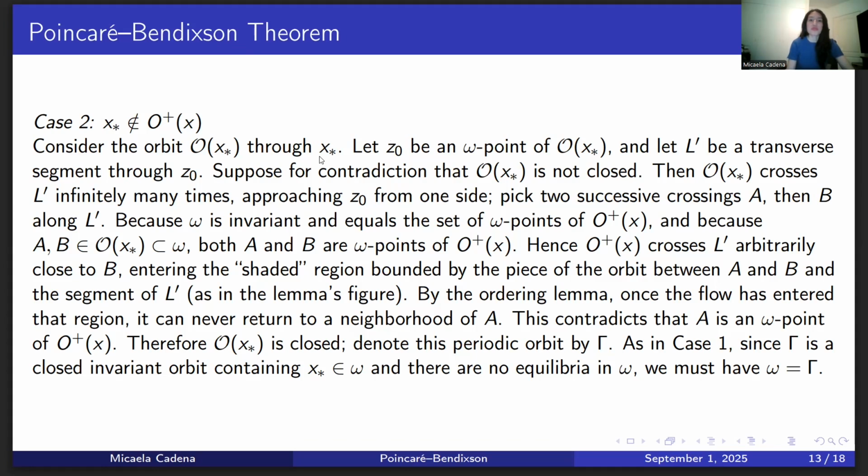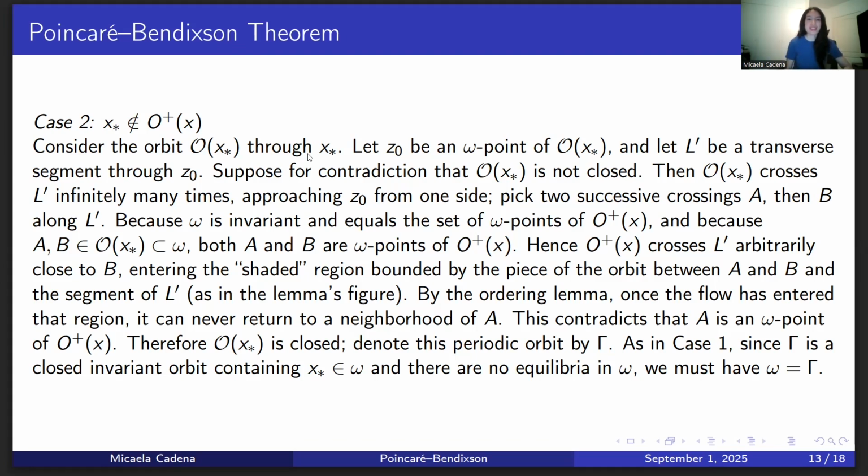So we will suppose for contradiction that the full orbit through X star is not closed. Then by the lemma we saw, that implies that the full orbit through X star crosses L prime infinitely many times, approaching Z0 from one side. So now we will pick two successive crossings, A and then B, along L prime.